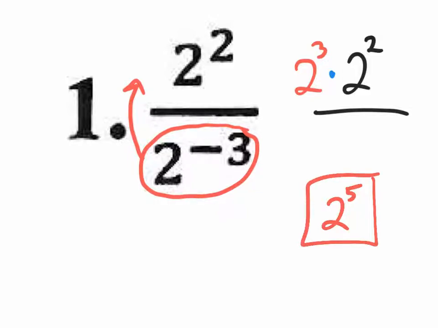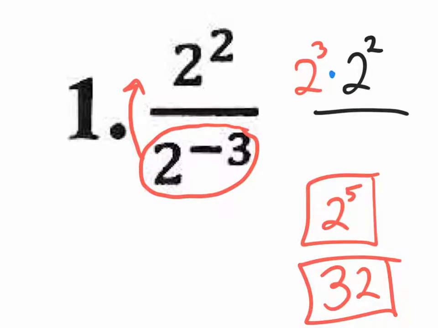Now, like I said, it depends on the answers in the back or the multiple choice answers on the quiz or test. They might write it as 2 to the 5th, or they might actually go 2 times 2 is 4, times 2 is 8, times 2 is 16, times 2 is 32. So they might write it as the answer 32.